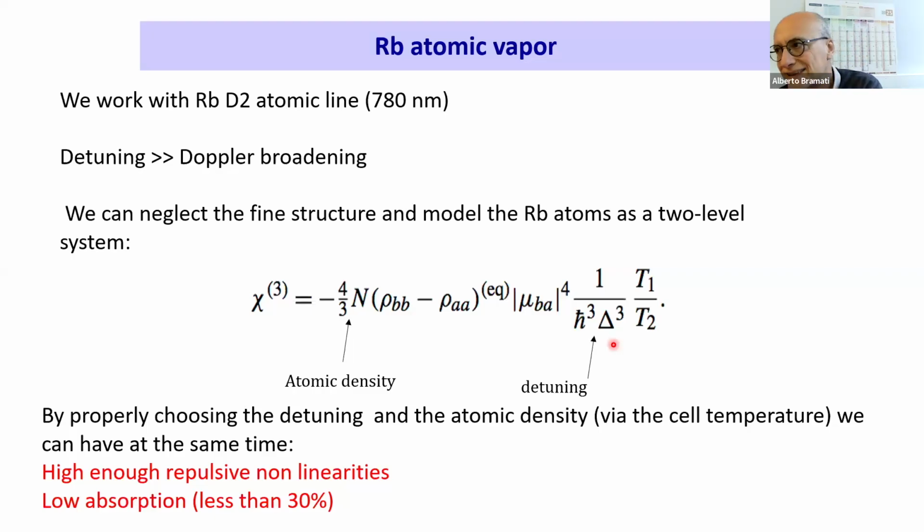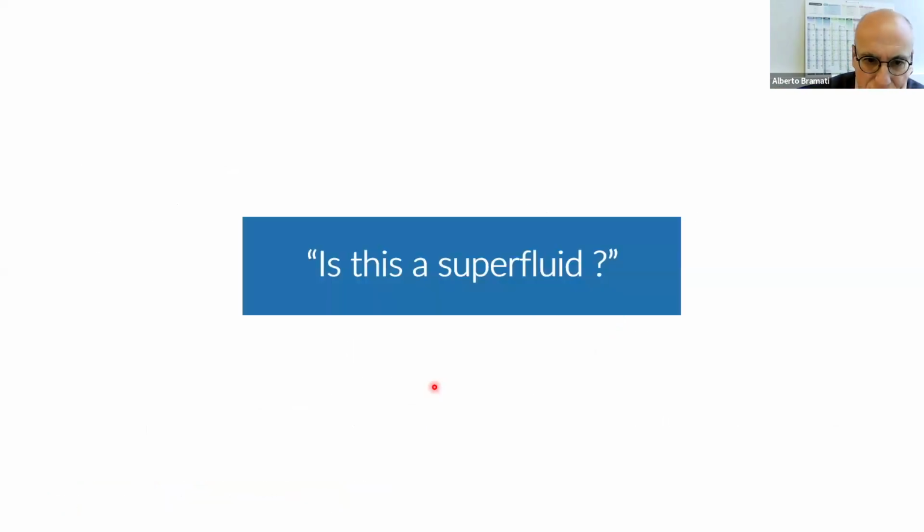And in the case of attractive interaction, typically there are instabilities that are observed. Okay, so in order to have a stable system, we prefer to work in repulsive interaction. So then the question is: is this a superfluid?